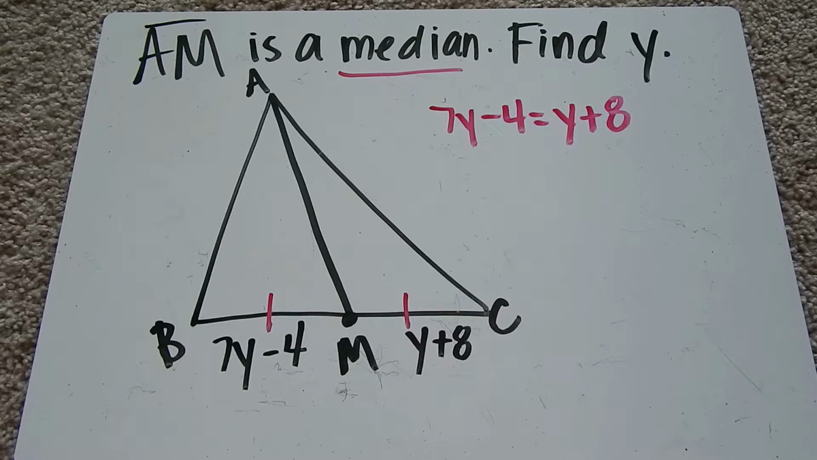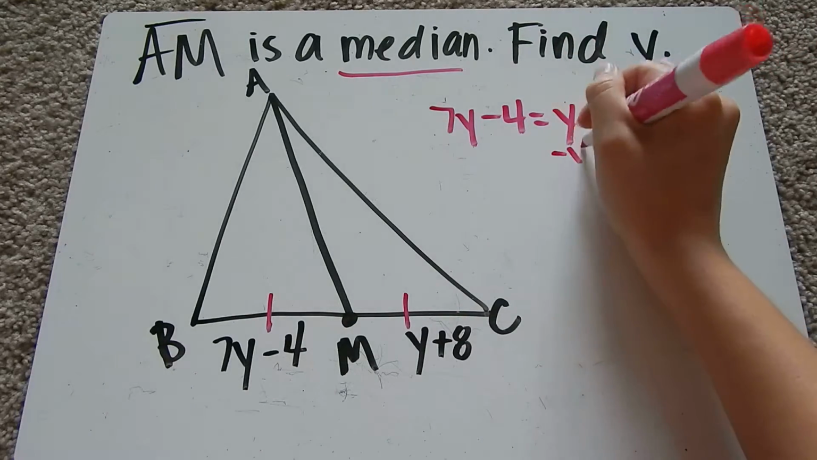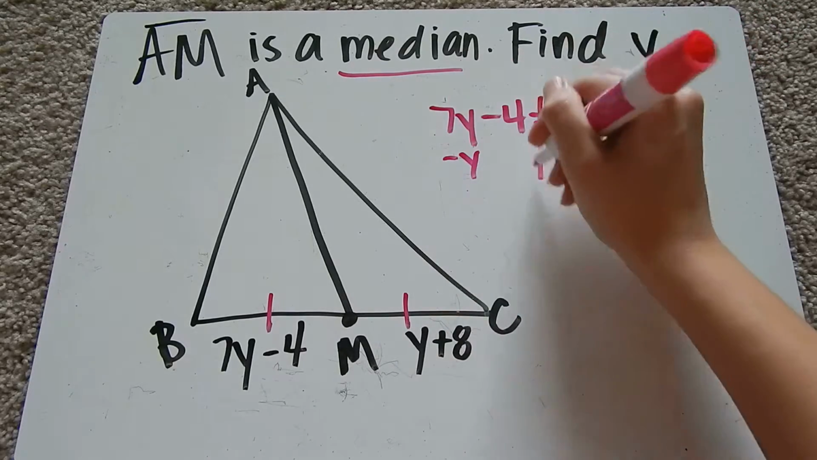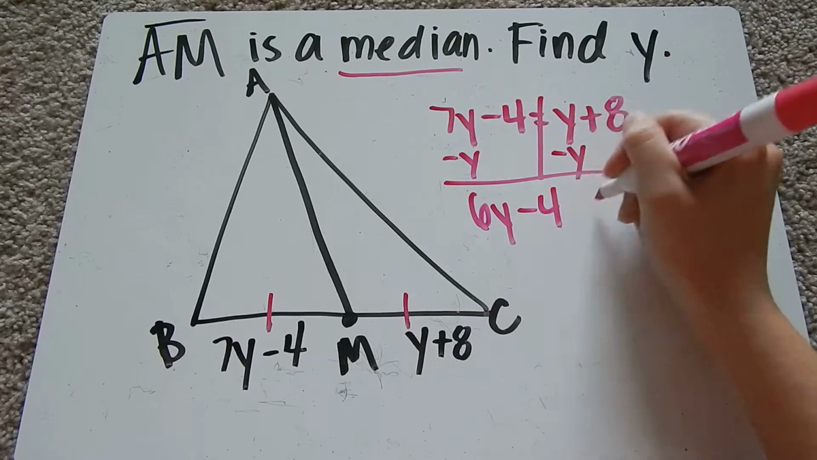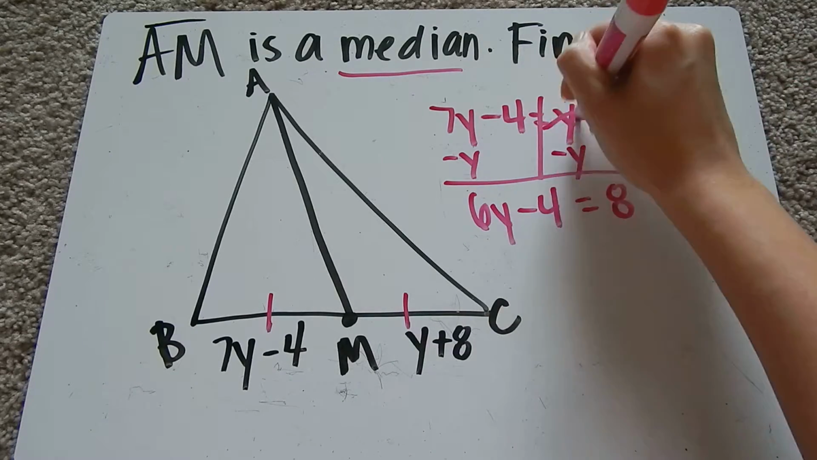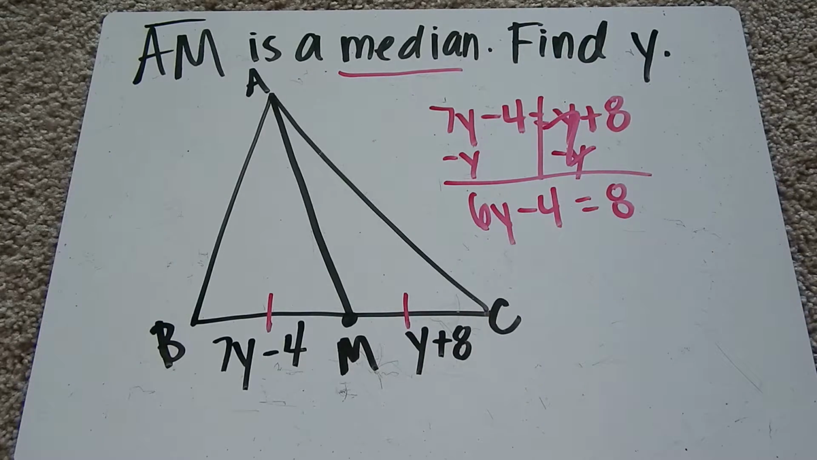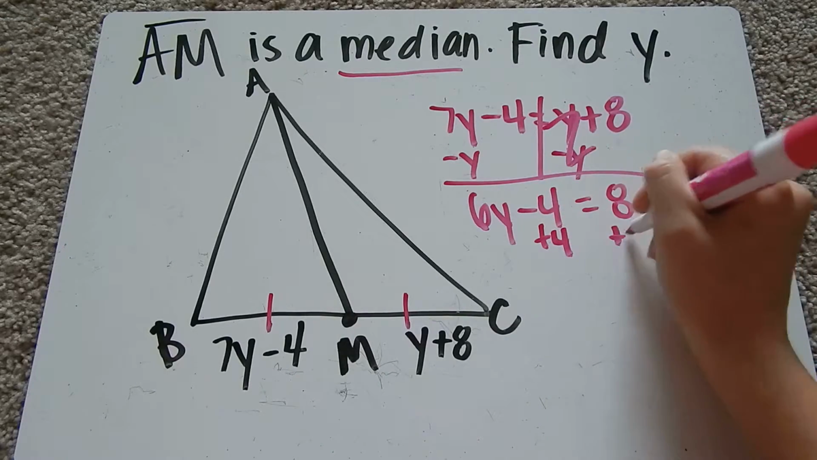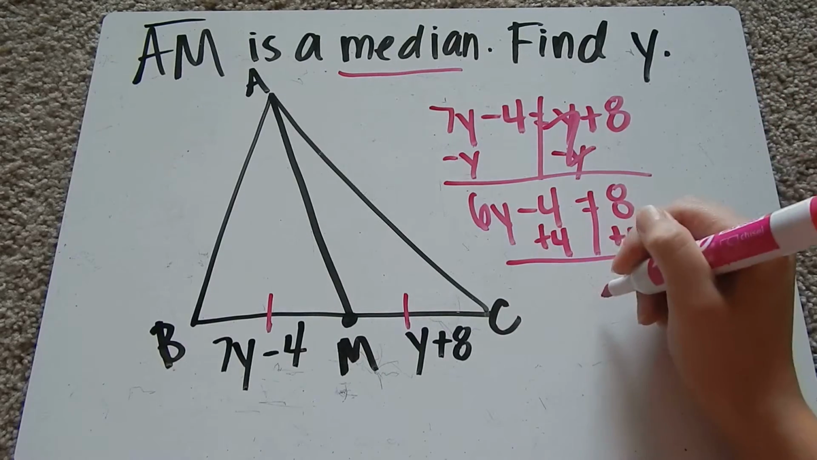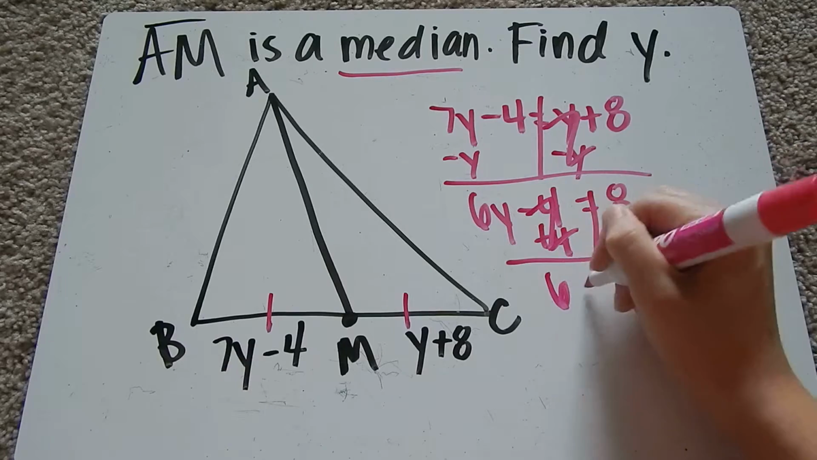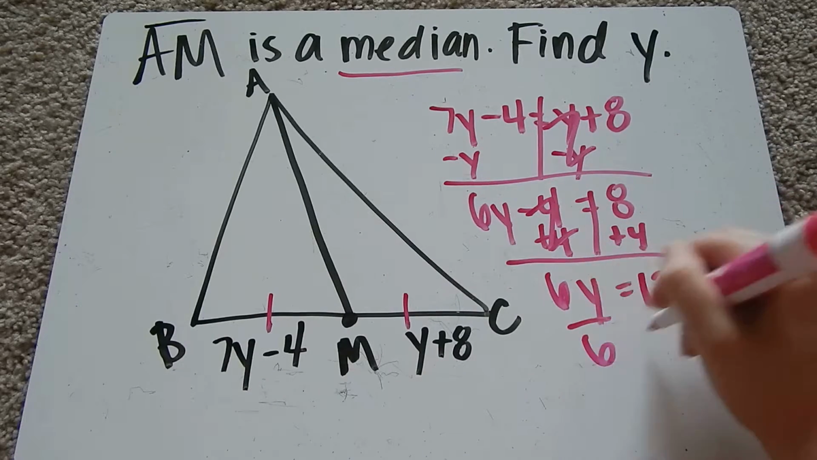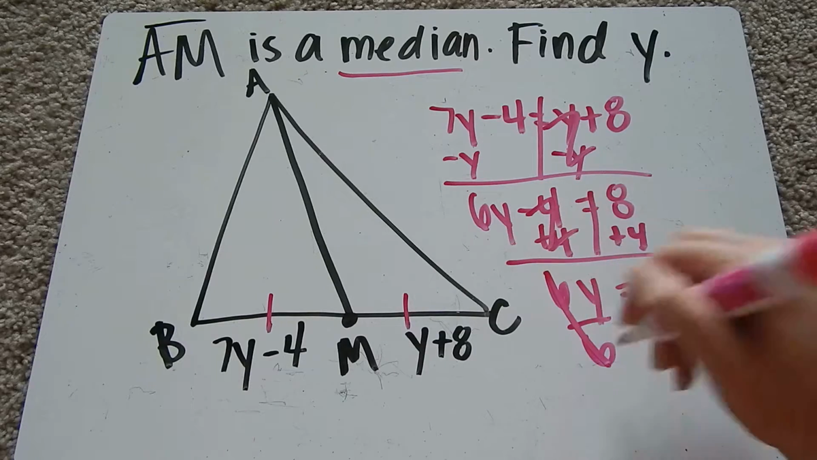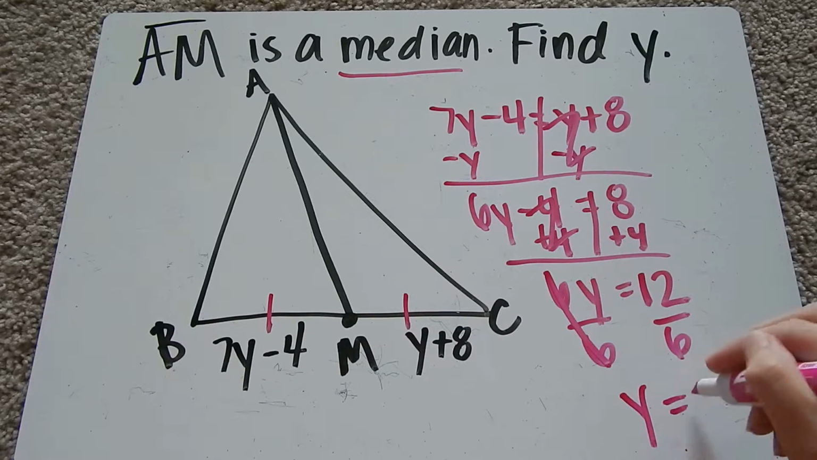Easy enough. So I'm going to move all the y's to one side by subtracting this one over here. So I get 6y minus 4 equals 8. These will zero out. Add 4 to both sides. So here we have 6y equals 8 plus 4, which is 12. Divide both sides by 6. Those will one out. We get y equals 2.